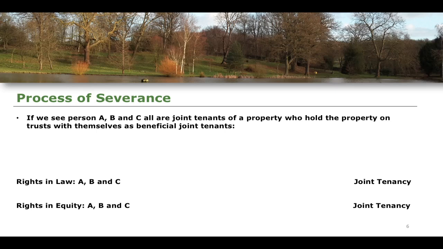Remember, when we think about rights in law, rights in law in co-ownership can only ever be exhibited through a joint tenancy. However, rights in equity can be either a joint tenancy or a tenancy in common. So if we're talking about rights in law, you're talking about a joint tenancy. If you're talking about rights in equity, then you're talking about either a joint tenancy or a tenancy in common. In this particular example, A, B, and C are all joint tenants in law, but they also hold the property on trust for themselves as beneficial joint tenants, i.e. they have rights in equity as well.